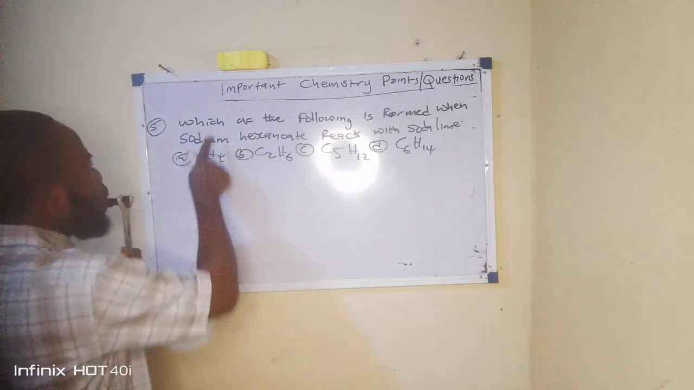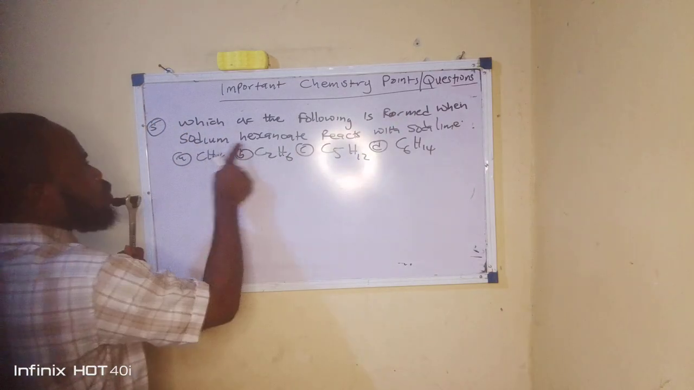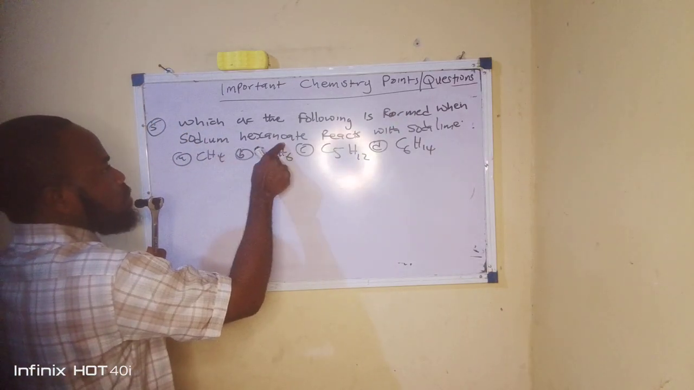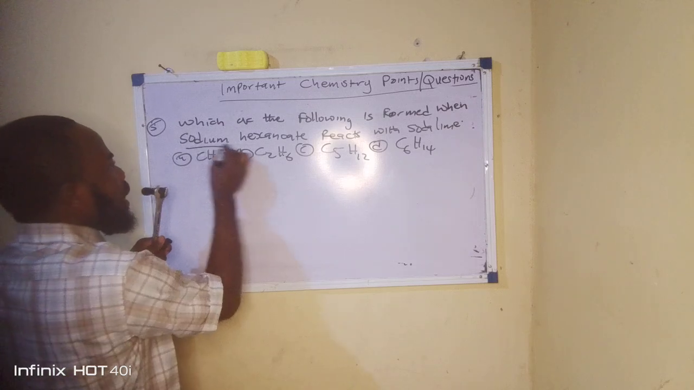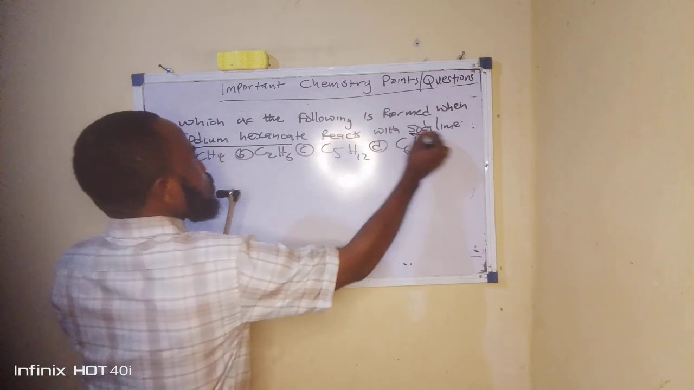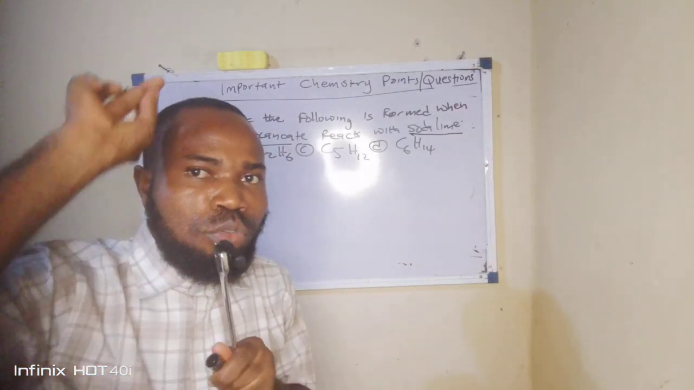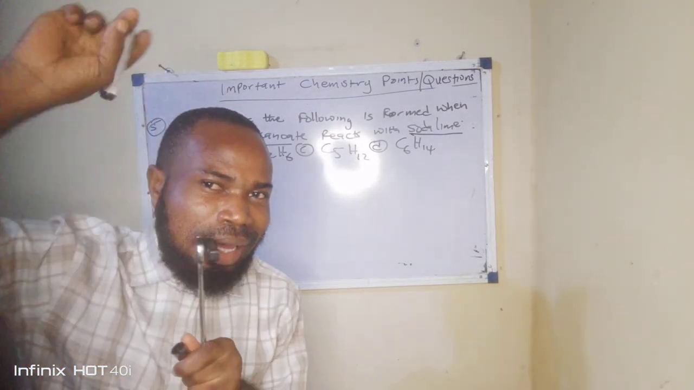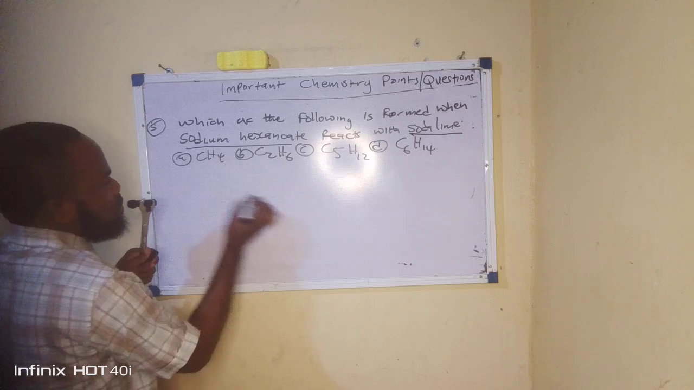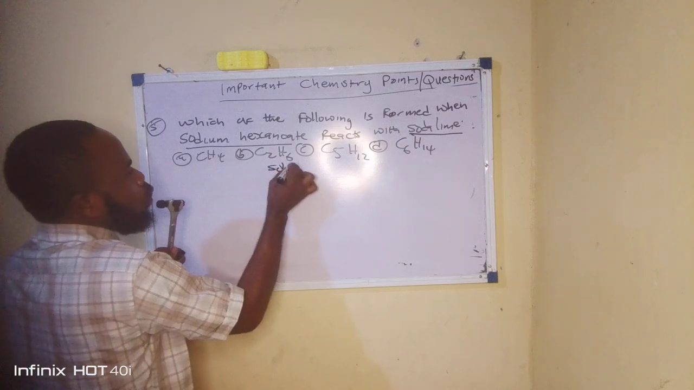Now let's go. Which of the following is formed when sodium hexanoate reacts with soda lime? See, you have to underline that. Good. Before we begin to check out the answer, I want to know why the answer is like that. Now look at this, for instance. Now look at the solution.